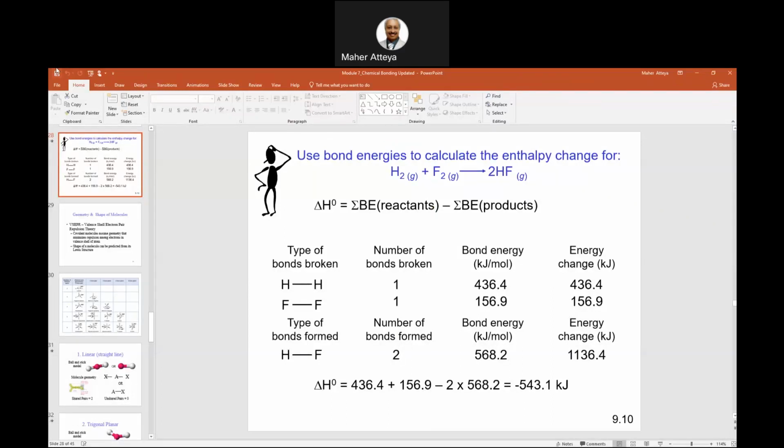So how do we calculate this? We calculate it opposite to the enthalpy of formation. For the enthalpy of formation, we take the products minus the reactants. You don't have to memorize these values, because they have to be given to you.